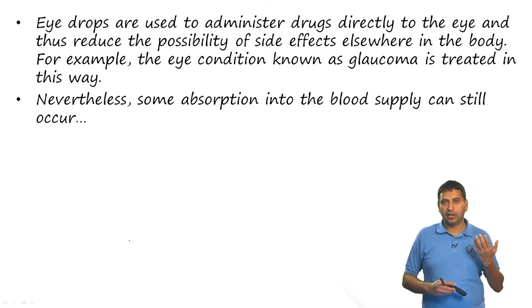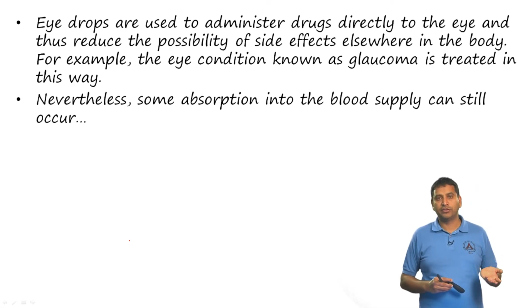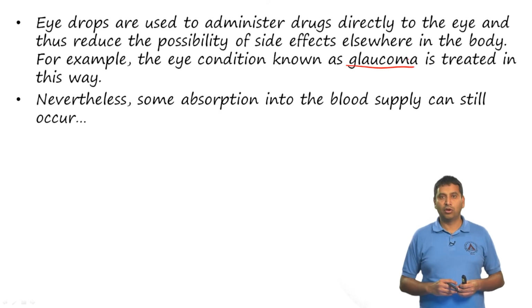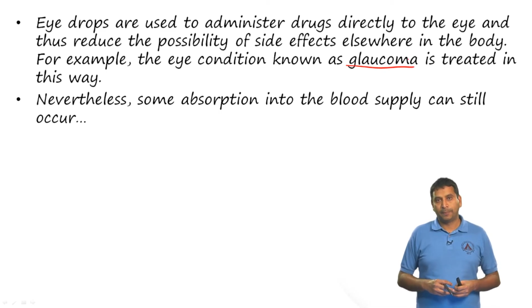Of course, there are a number of eye related diseases for which eye drops are prepared, and so the eye drops are used to administer drugs directly into the eye, and this will reduce the possibility of side effects in the other parts of the body. Okay. So, for example, the disease called glaucoma is treated this way, right. Of course, some part of the eye drops will end up in the blood supply, and that is something that one needs to consider while dosing with eye drops.